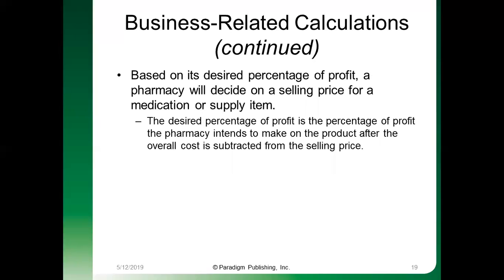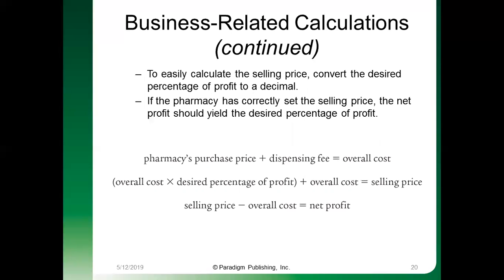Based on its desired percentage of profit, the pharmacy will decide on a selling price for a medication or supply item. The desired percentage of profit is the percentage of profit the pharmacy intends to make on the product after the overall cost is subtracted from the selling price. To easily calculate the selling price, convert the desired percentage of the profit to a decimal. If the pharmacy has correctly set the selling price, the net profit should yield the desired percentage of the profit.